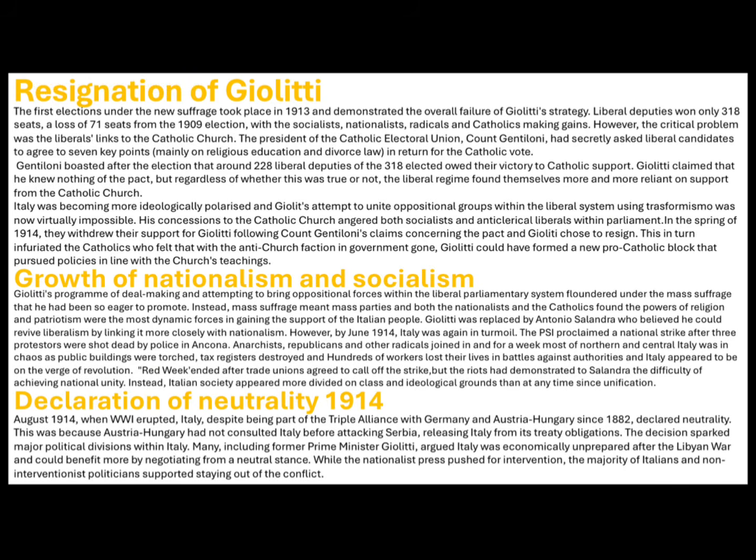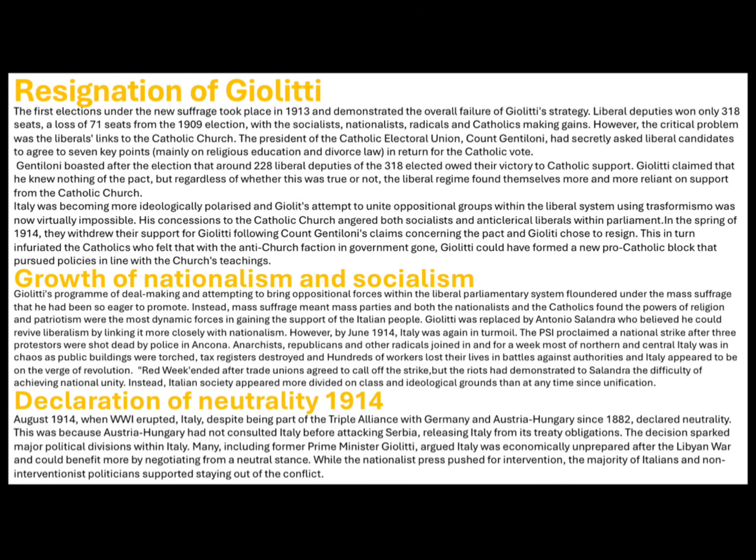So, the resignation of Giolitti: the first election under the new suffrage in 1913 demonstrated the overall failure of Giolitti's strategy. Liberal deputies won only 318 seats, a loss of 71 seats from the 1909 election, with the Socialists, Nationalists, Radicals and Catholics making gains. However, the critical problem was with the Liberals linked to the Catholic Church. The president of the Catholic Union, Gentiloni, had secretly asked Liberal candidates to agree to 7 points, mainly on religious education and divorce law, in return for the Catholic vote.